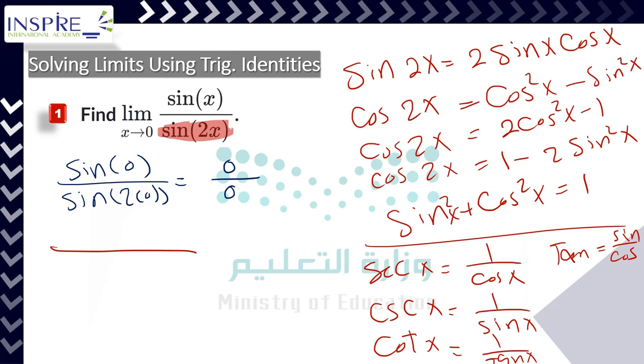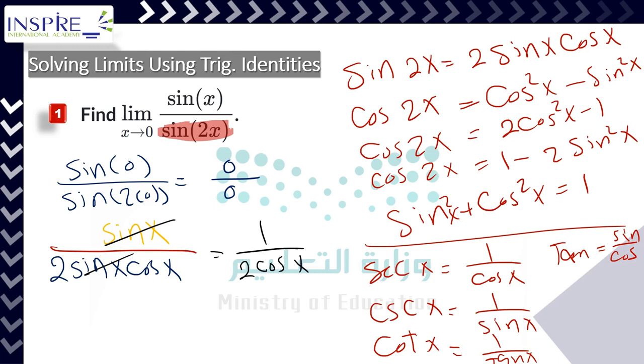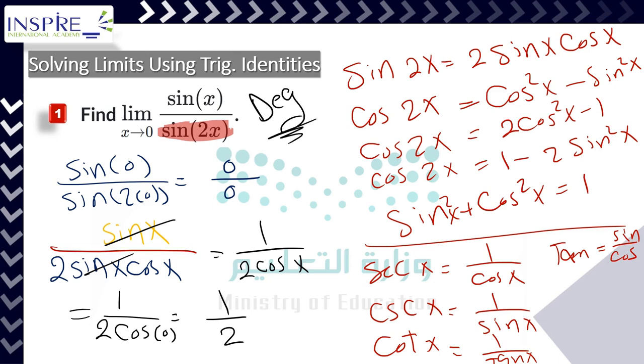We will expand it with the rule of double of the angle, so it will be 2 sine x cosine x. The numerator will keep it the same, sine x, and then we will just simplify. Remove sine x with sine x, it will be 1 over 2 cosine x, and then plug in 0 again, it will be 1 over 2 cosine 0, which is equal to half. Remember to set up your calculator on degrees. This is very important.